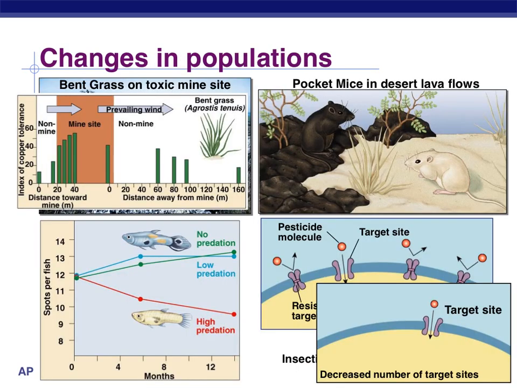These are just some examples of how populations can change over time. I like this one best because these guys are cute. But these are pocket mice, and it just shows how coloration will change depending on the environment. So a lava flow takes place, and as the lava cools and hardens, it becomes dark. Well, pocket mice, which are normally a sandy color because their environment is a sandy color, they will turn a darker, almost brownish black color so that they can blend in with their background.